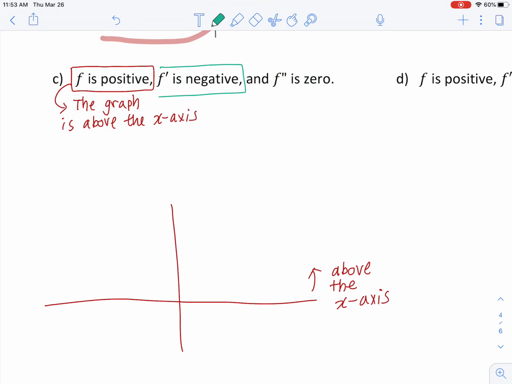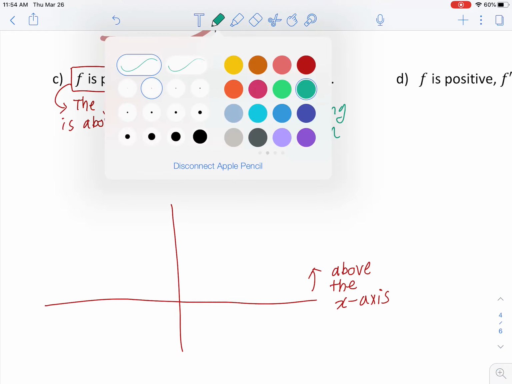What else do we know? We also were told that f prime is negative. Oh, now let's talk about that. What that means is the slope of this tangent line is going to be negative. And having a negative slope means this graph is going down from left to right. This is a decreasing function. f must be a decreasing function to have a negative slope for a tangent line.